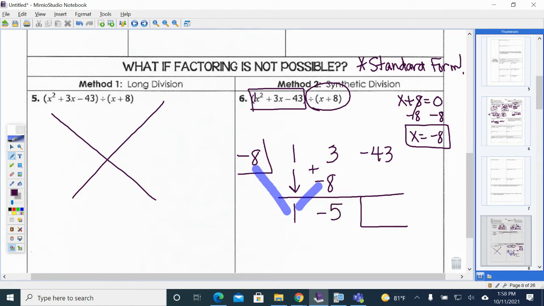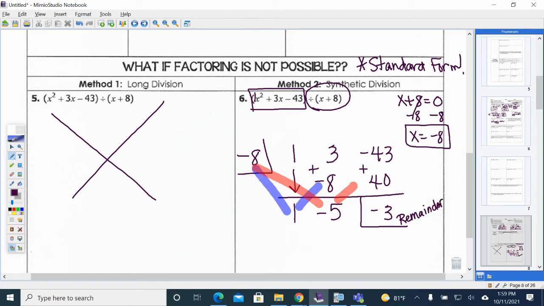Now we're going to continue that. We're going to multiply again. We're going to multiply the negative 8 times the negative 5 and put that answer above the line. Negative 8 times negative 5 is a positive 40. And then we're going to add the negative 43 plus the 40 and get negative 3. So the reason why I put a box around that end piece is because this is what we call the remainder.